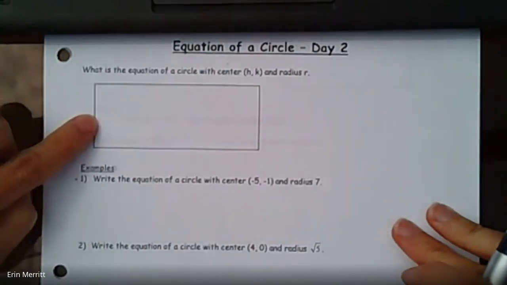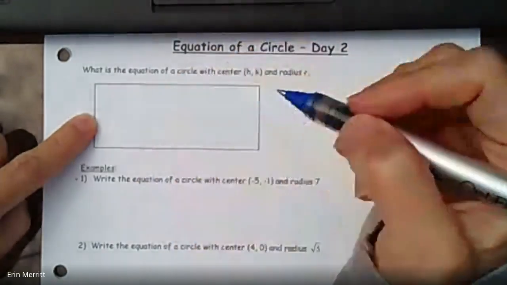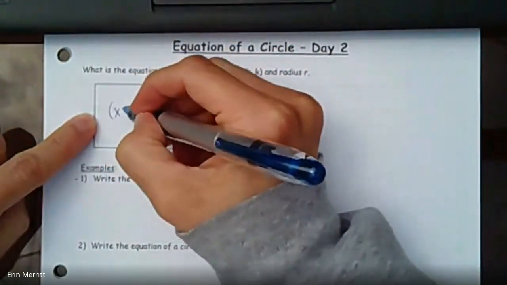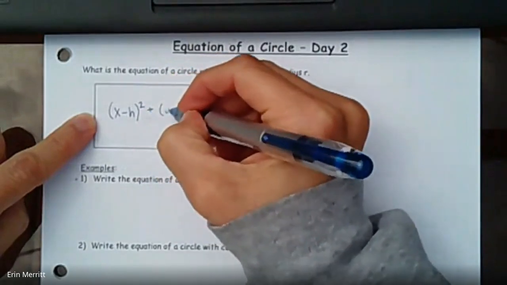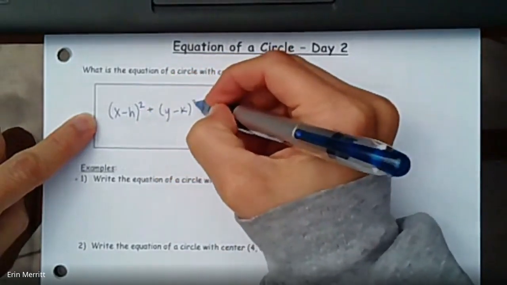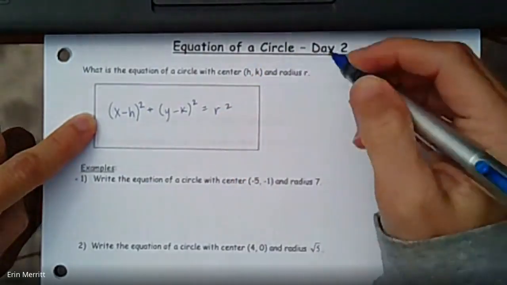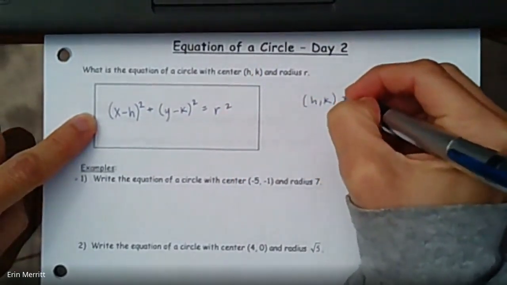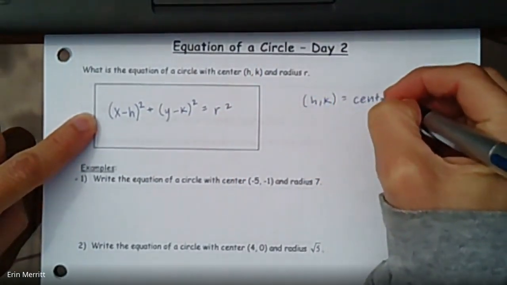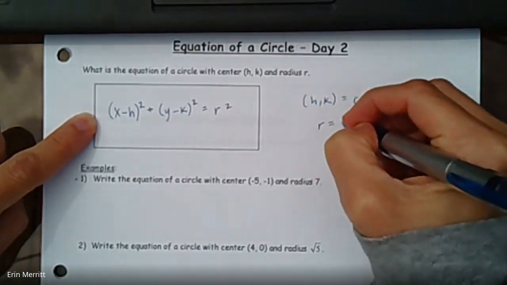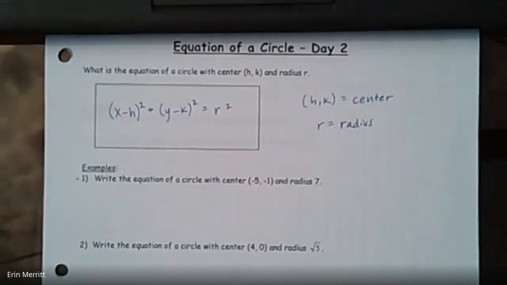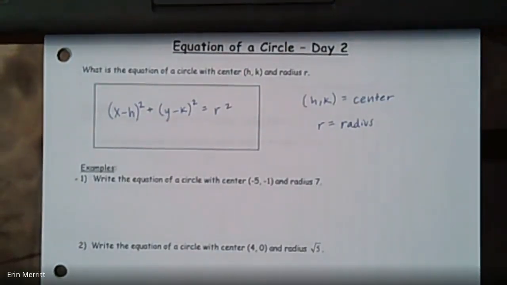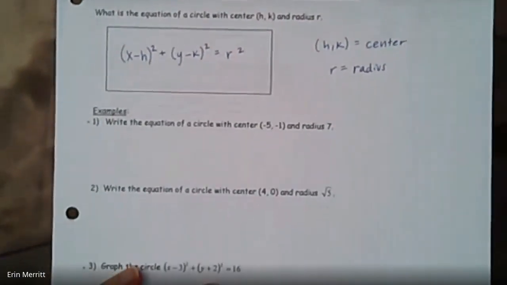All right, so first things first, the equation of the circle, this was from the notes from yesterday, is (x - h)² + (y - k)² = r², where (h, k) is the center point, and r is the radius. So that's the key, and you should know that from yesterday. We're going to do one practice question dealing with that, and that's example number 1 right here in the notes.